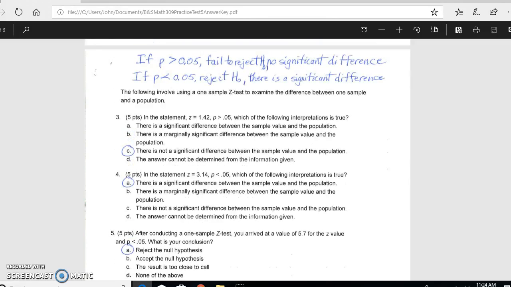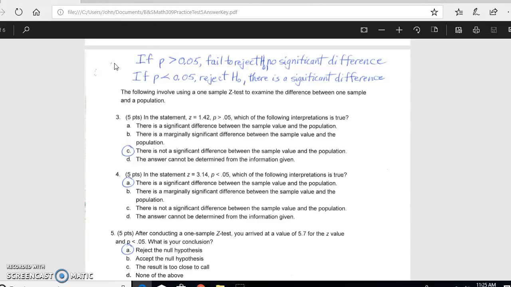This is practice test number 5, and we're working here on problems 3 through 6. The problem states that the following involve a one-sample z-test to examine the difference between one sample and a population. So we are using the one-sample z-test to determine if there is a significant difference between a sample taken from a population. Now, to answer these questions, I've stated the two rules that we should be concerned with at the top of the page.